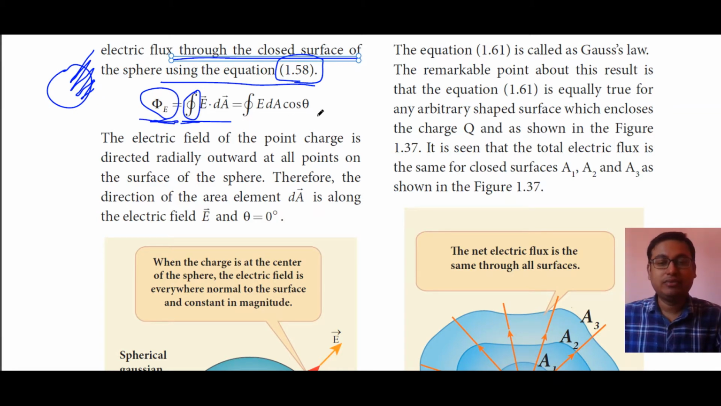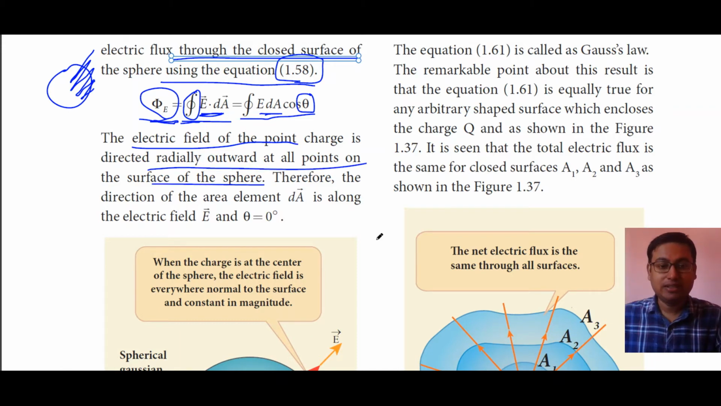We know very well from vector algebra that A dot B is equal to AB cos theta. That is, vector E dot vector dA is equal to E dA cos theta. Here the angle theta is the angle between the electric field and the normal to the plane of the area, or the region. As we have seen in our previous video lectures, the electric field of a point charge is directed radially outward at all points on the surface of the sphere.